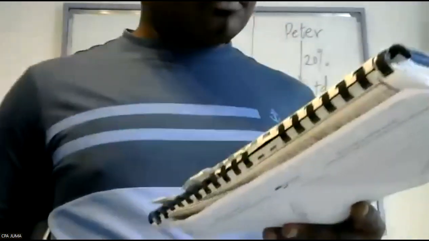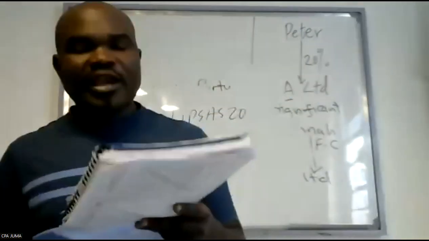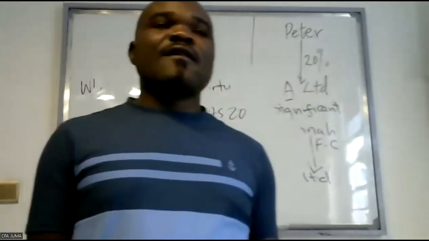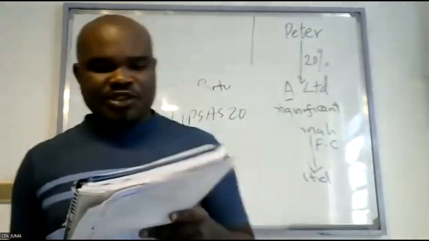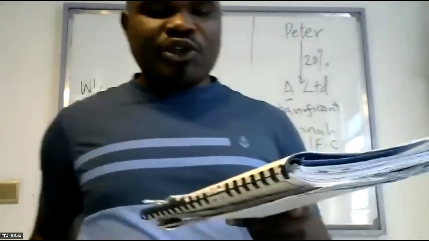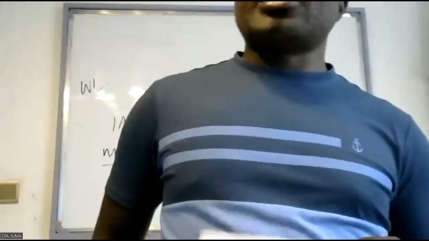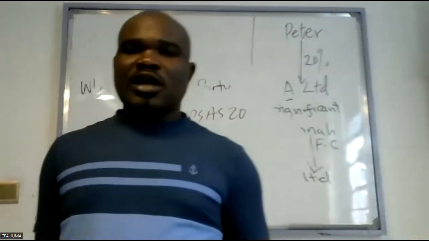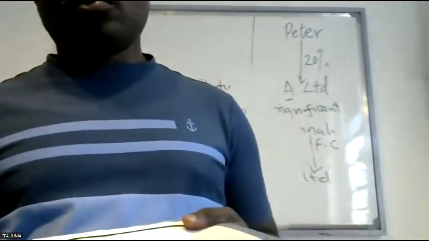Number three, IPSAS 20 excludes the definition of close family members. There is no family there. Full stop, continuation. This is defined under IAS 24.